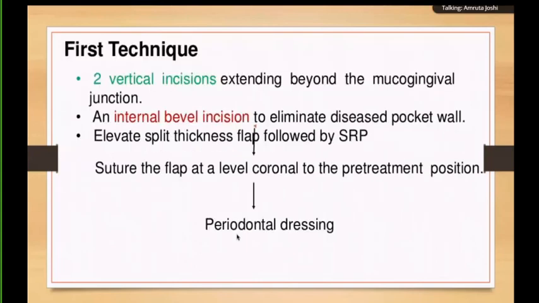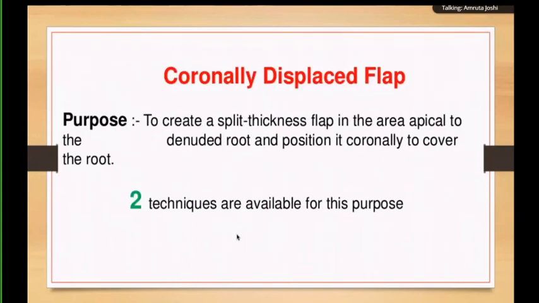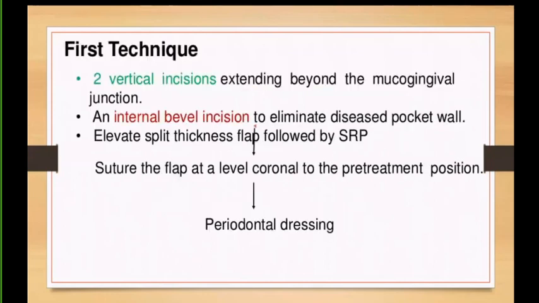Now we will talk about the coronally displaced flap. What is the gold standard of root coverage? If anyone asks you in the exam what the gold standard is, you should be able to answer that it is the coronally displaced flap or coronally advanced flap along with a connective tissue graft. So I'll show you what this technique means. We give two vertical incisions and an internal bevel incision.